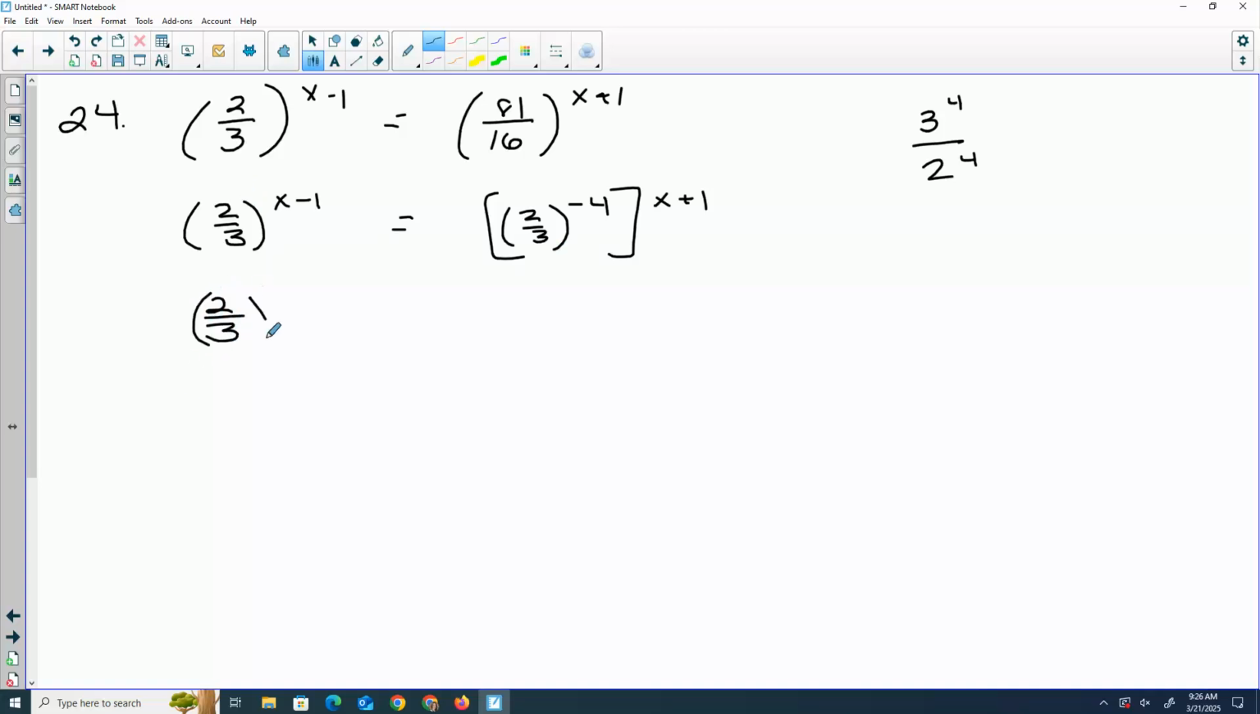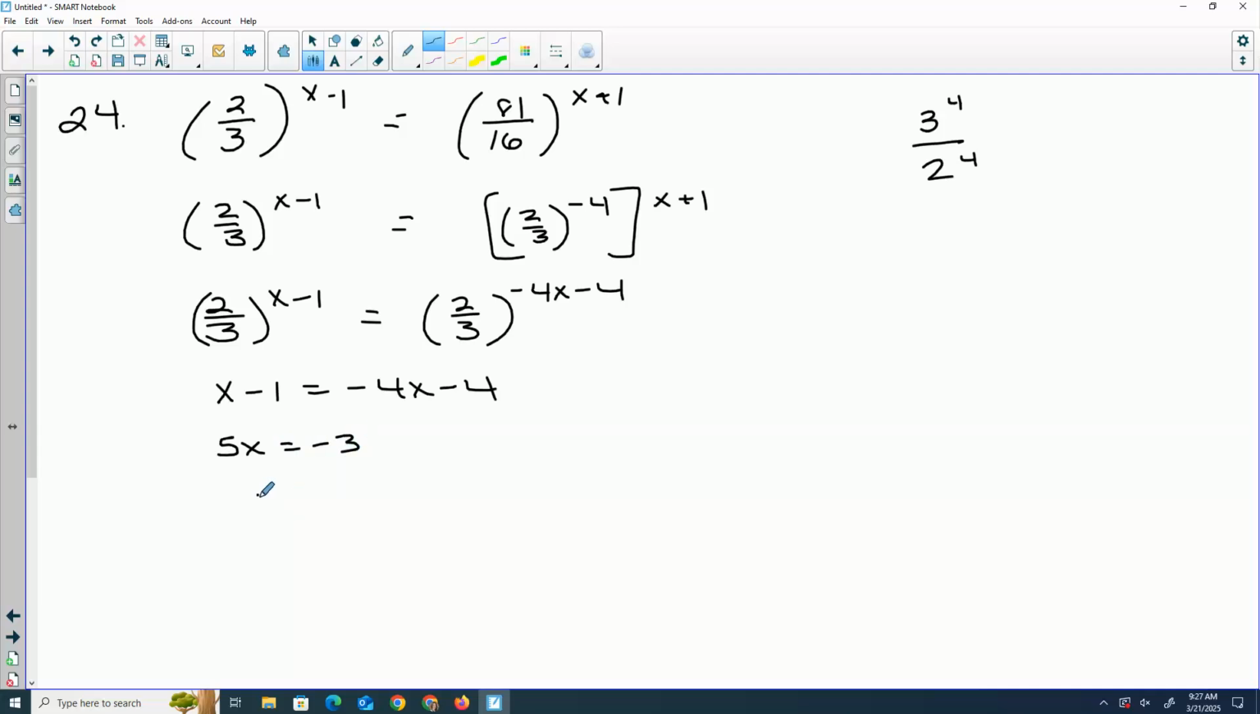So we get 2/3 to the x minus 1 equals 2/3. Power to a power, you multiply. So -4x minus 4. Once you have a common base, then you can set your exponents equal to one another. So if I add my 4x over, I get 5x. Add over my 1, it's -3. Divide and you get -3/5. Again, you can always check just by putting it into the original.